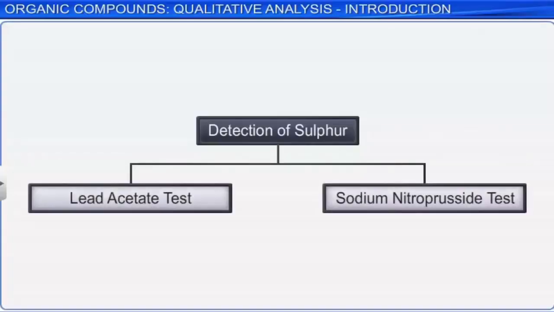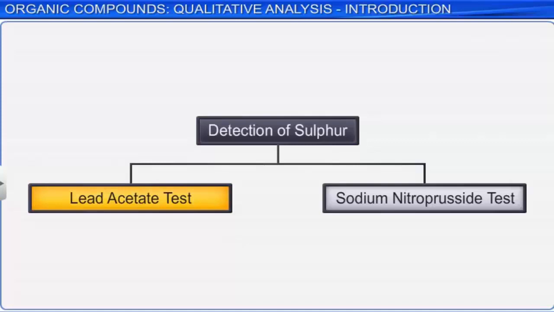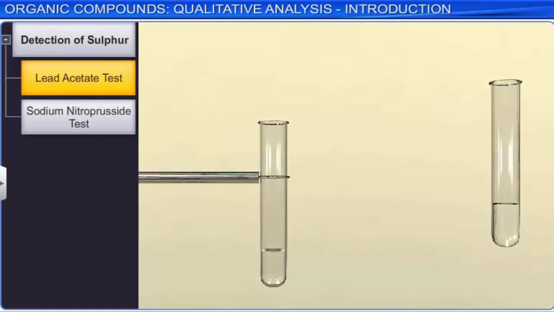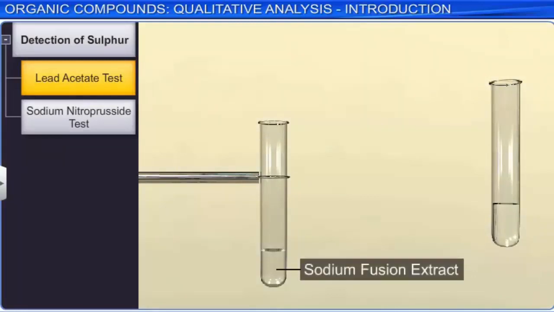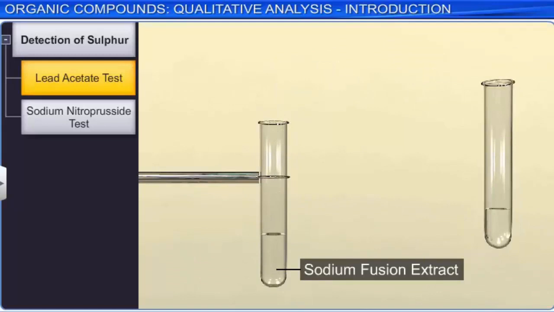There are two tests that help us to detect the presence of sulfur using sodium fusion extract. The first test involves the reaction between the sodium fusion extract and lead acetate, whereas the other involves the reaction between sodium fusion extract and alcoholic sodium nitroprusside. In the lead acetate test, sodium fusion extract is first acidified with acetic acid and later lead acetate solution is added to this mixture.